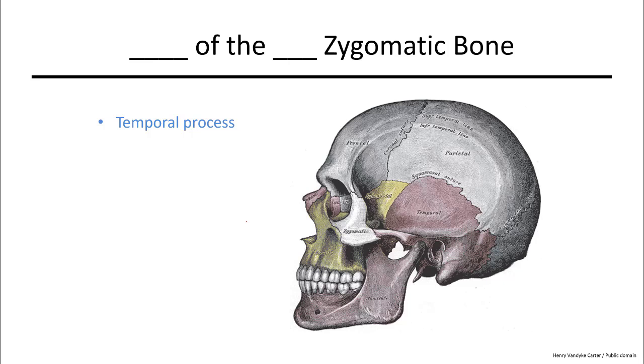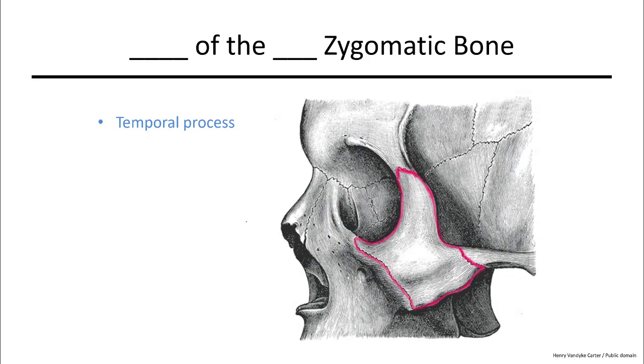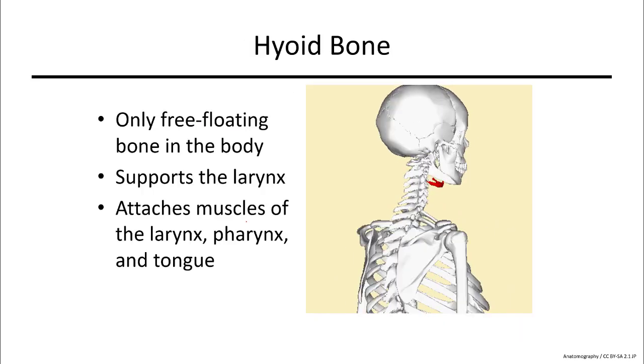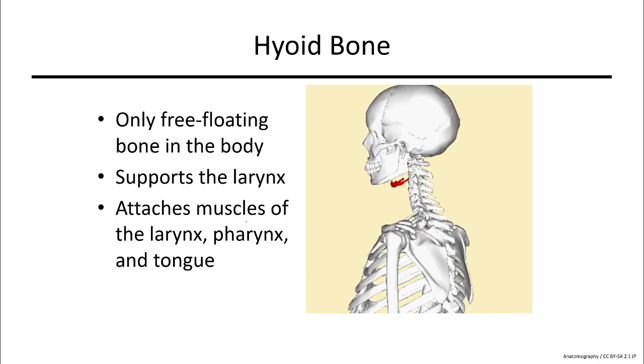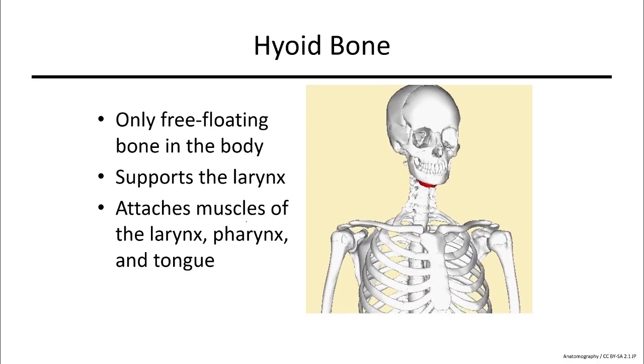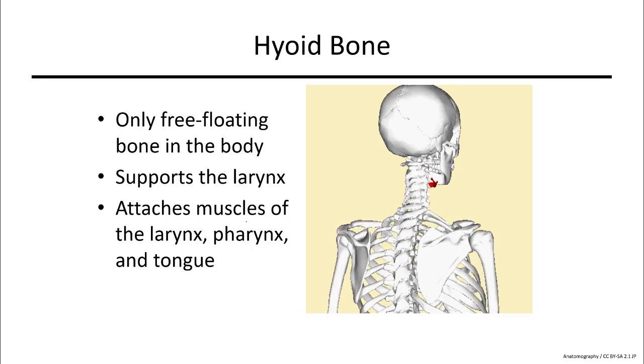The zygomatic bone is really the apples of your cheek. So we have the zygomatic bone outlined in red here, and in a closer view we can see this posterior region is known as the temporal process of the left zygomatic bone in this picture. The hyoid bone is our only free-floating bone in the body. It has many muscles attached above it and below it.